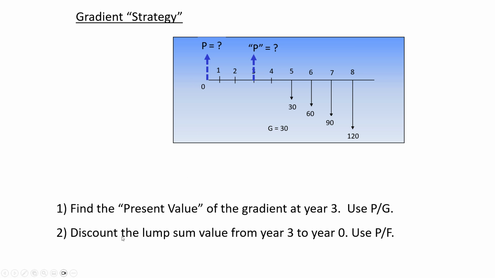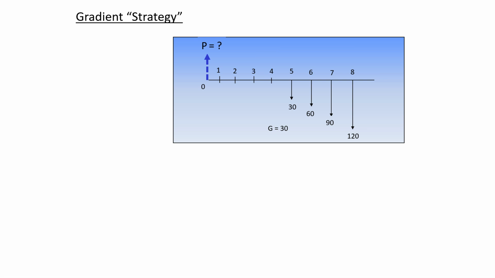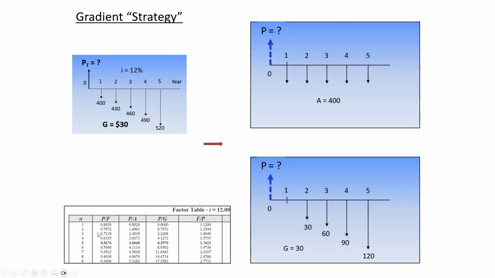Now the word discount, that's a verb in this case, meaning that the amount will be smaller as you move it backwards through time. So you use the factor find P given F, and if we just go to this table, find P given F, if it was 12%, then you can see that all of these have a decimal that's less than 1. So it means that the present value is going to be less than the future value.